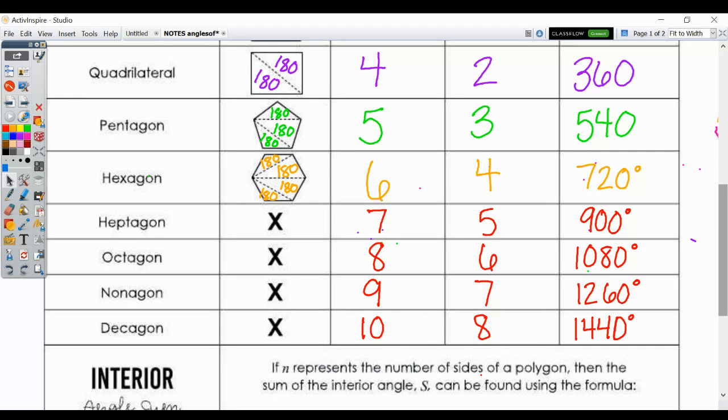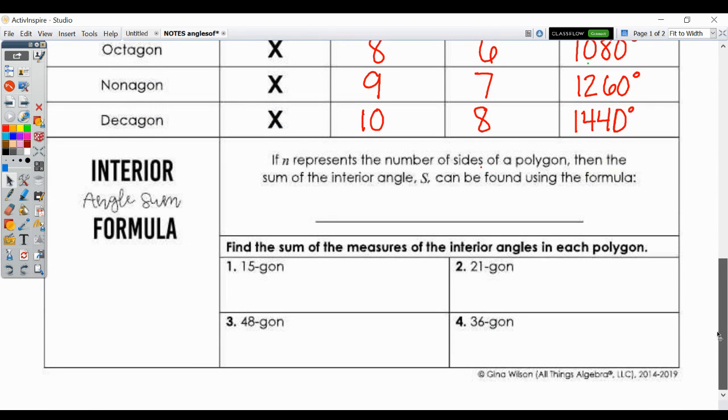Now, what if the question asks you what's the sum of the angles inside of a polygon with 20 sides? Well, you would not want to sit here and just continue this chart all the way till you got to 20. So there is a formula that you can use that will help you find the measure of the inside of the angle of any kind of shape. So that formula is the sum is going to equal, you take the number of sides that the polygon has, subtract 2, and then you multiply it times 180.